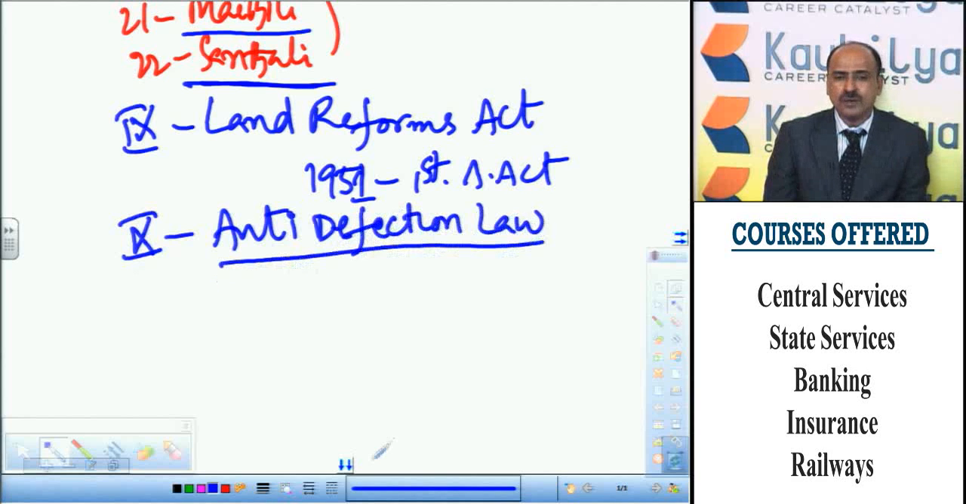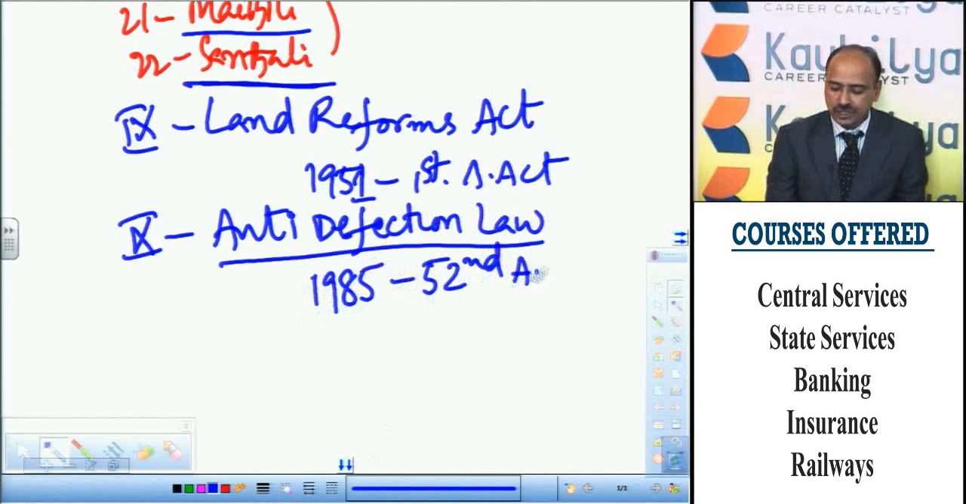It is related to political parties. If a person is elected from one particular party, that person must stay in that party. Whenever he wants to jump to another party, he compulsorily has to take a minimum of 2/3 of the members, otherwise that person's membership is cancelled. It was introduced during Rajiv Gandhi's period in 1985 through the 52nd Amendment Act, the anti-defection law.